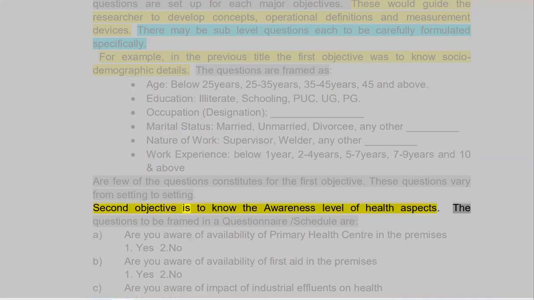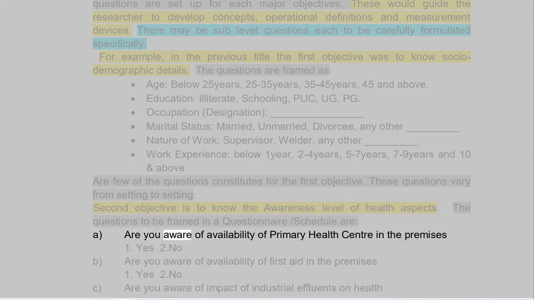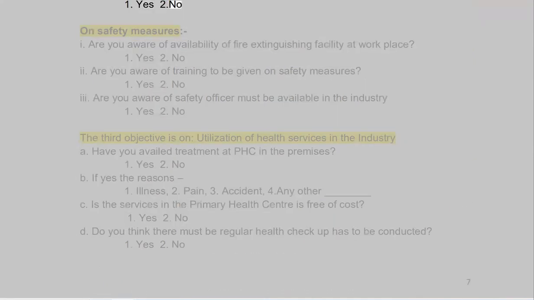Second objective is to know the awareness level of health aspects. The questions to be framed in a questionnaire schedule are: A. Are you aware of availability of primary health center in the premises? 1. Yes 2. No. B. Are you aware of availability of first aid in the premises? 1. Yes 2. No. C. Are you aware of impact of industrial effluents on health? 1. Yes 2. No.